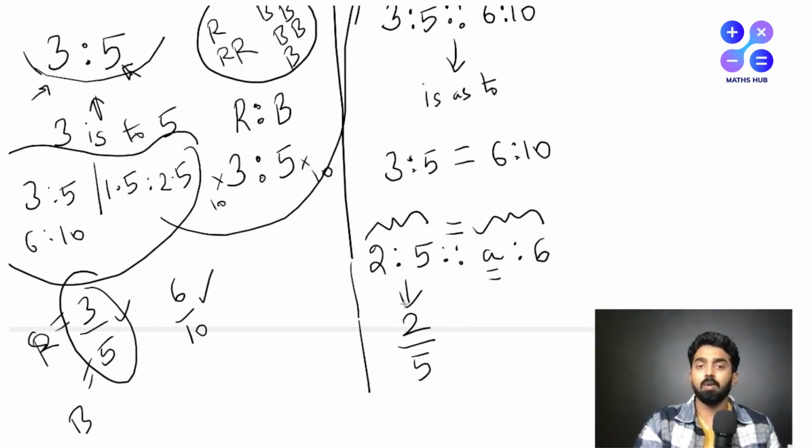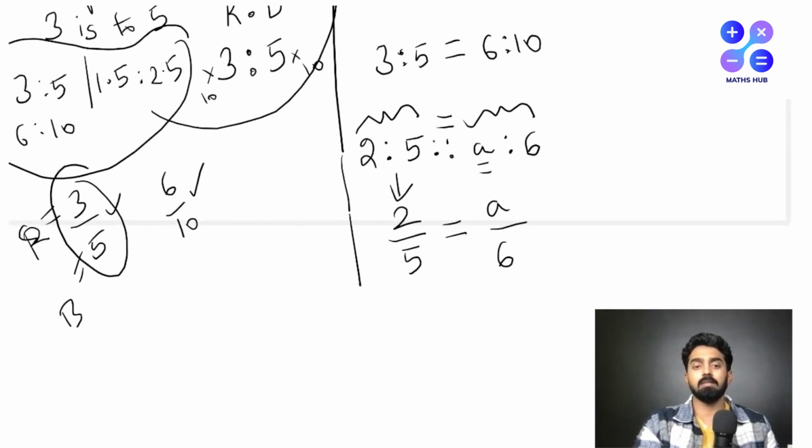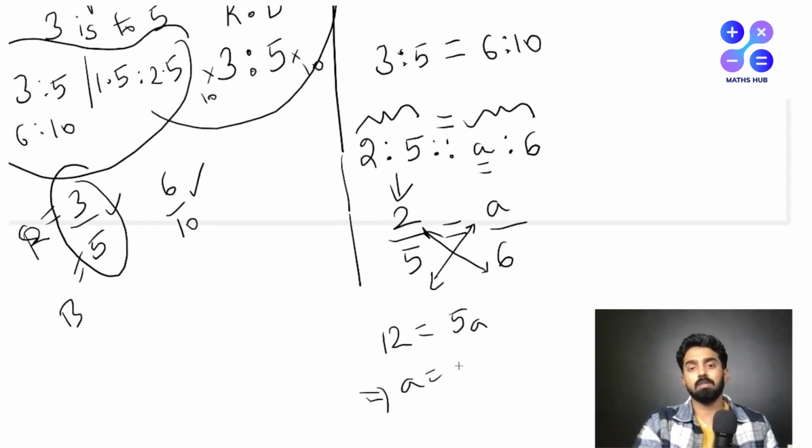So now here you have 2 by 5, which is equal to a by 6. What would you do in a normal fraction situation like this? You would cross multiply. You would multiply these and you would multiply these. So you would get 12 equals 5a, which means a equals 12 by 5.